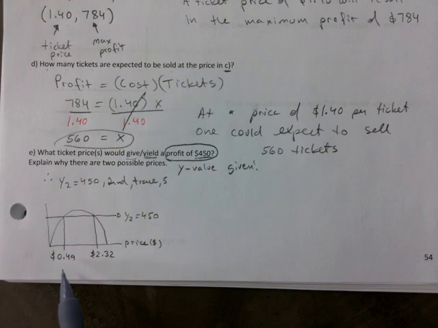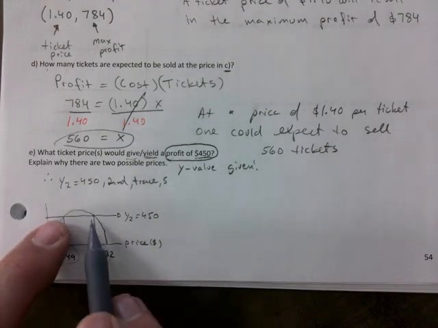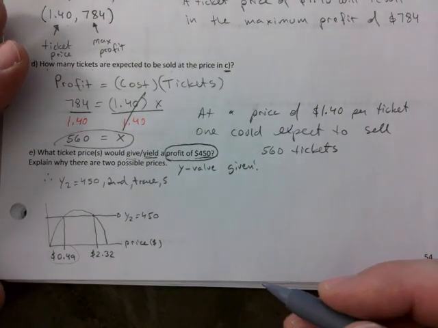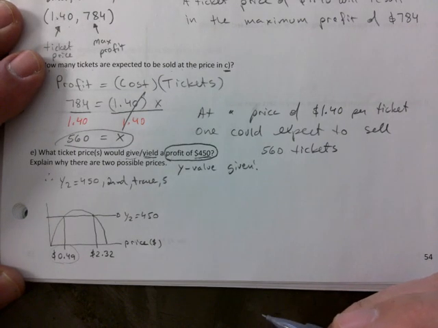As a business owner, let's say you own that theater. If you sell it at 49 cents a ticket, you're going to have a lot more people coming, right? If you sell at 2.32, you're going to have fewer people, but you're charging more. Both give you the 450. Which one would you like as a business owner? That's up to you. I would probably want fewer people, less to clean up, less cost in that sense. So we'll just answer why we do that.